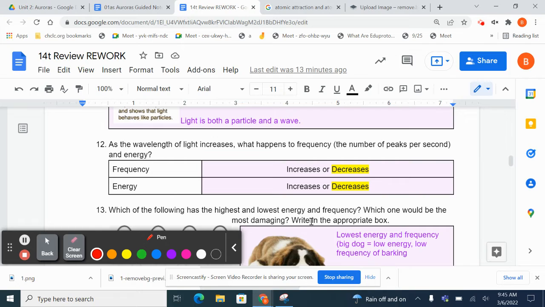All right, so let's talk about what happens as the wavelength of light increases to the frequency, which is the number of peaks per second, and the energy. So my wavelength is increasing, so I'm getting longer and longer. So the frequency is going to decrease, and the energy is going to decrease as well. These two are always linked. Frequency and energy increase together or decrease together. It's a direct relationship.